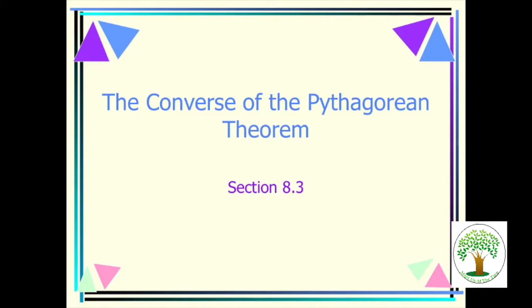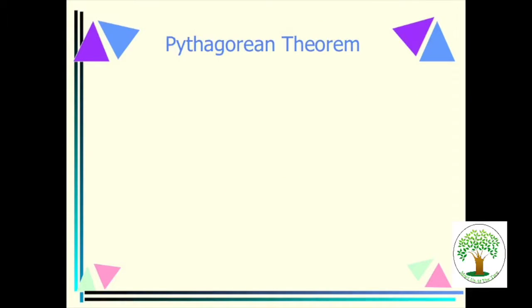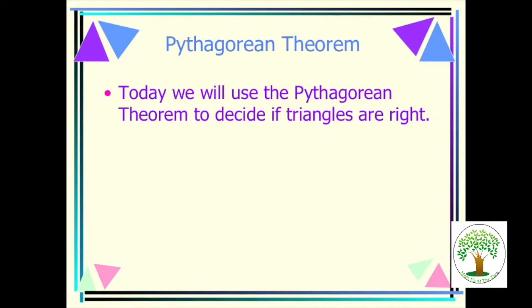We're going to do the converse of the Pythagorean theorem. We're on section 8.3, the third section of this 8 unit. Now, the Pythagorean theorem said that if you have a right triangle, then a squared plus b squared equals c squared.